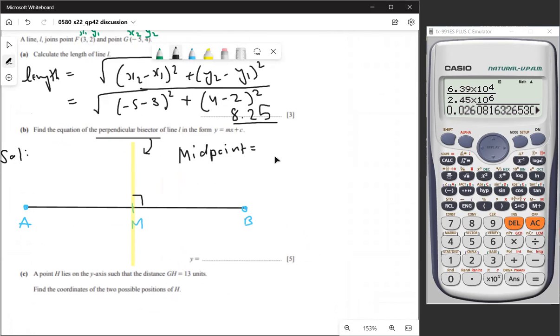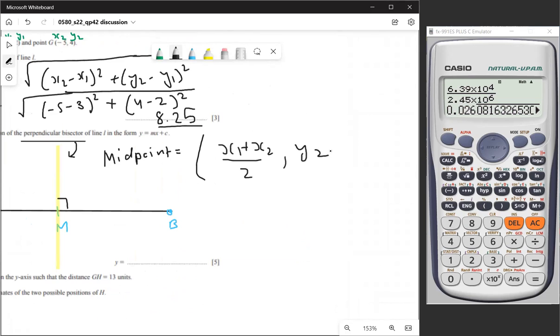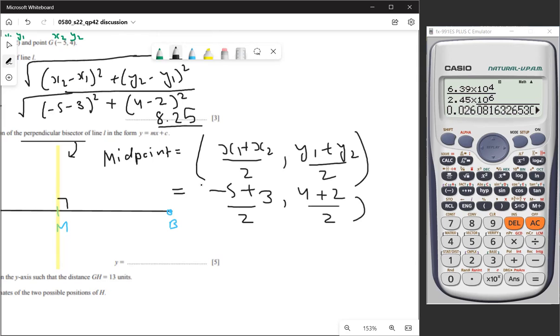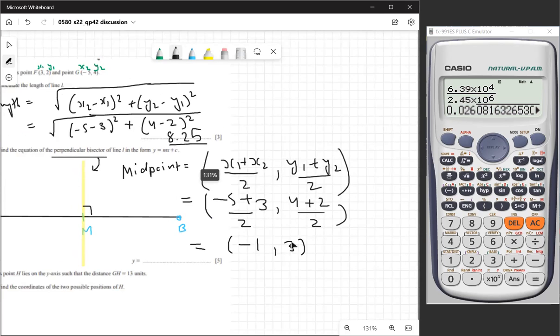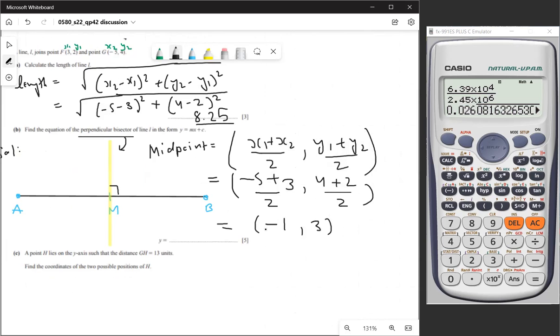How do I find the midpoint? Midpoint is going to be x1 plus x2 divided by 2, and then y1 plus y2 divided by 2. So we had minus 5 plus 3, minus 2, and 4 plus minus 2. So the coordinates will be minus 1 and 3. Midpoint. Now let's call this guy M, midpoint M, right?